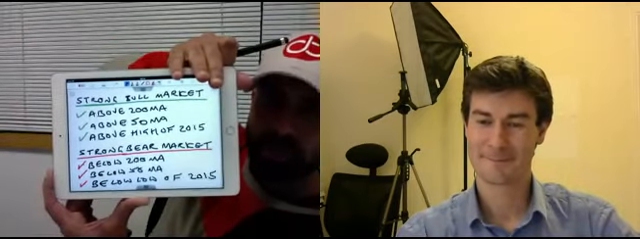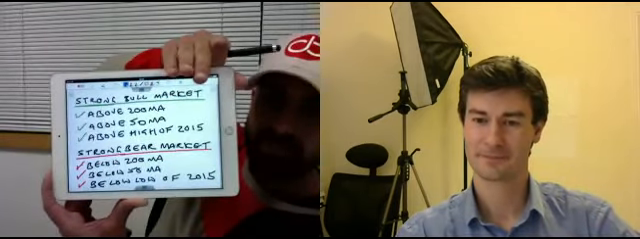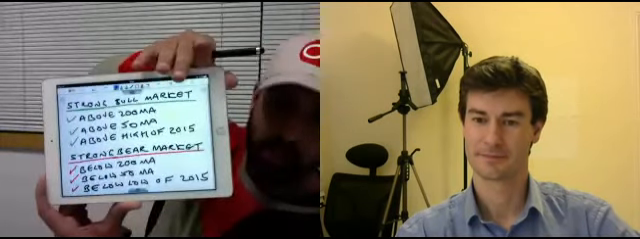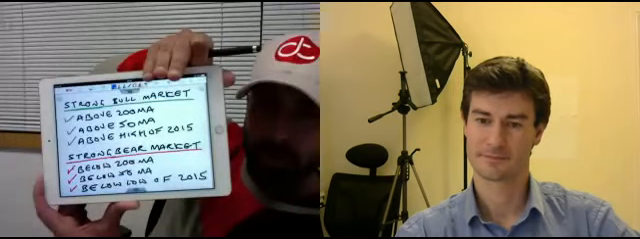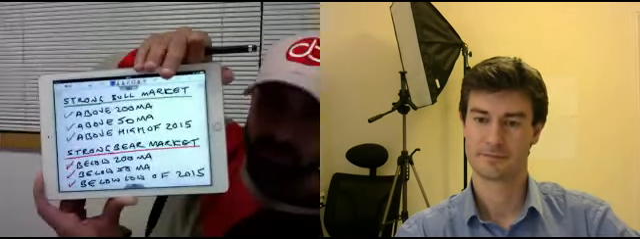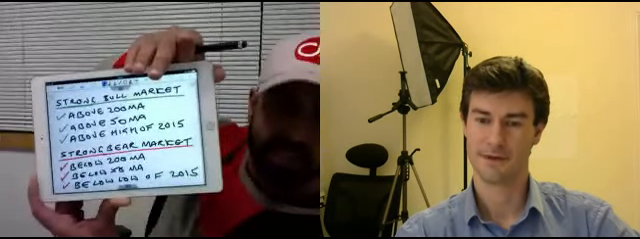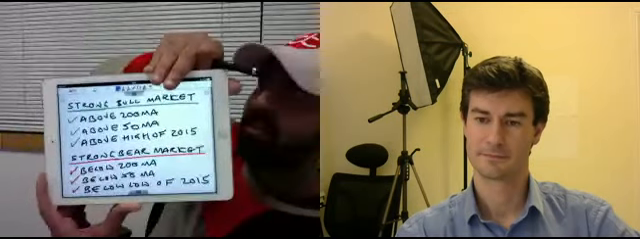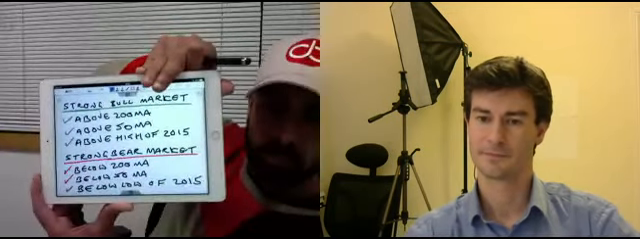Strong bull market: above the 200 moving average, above the 50 moving average, and above the high of 2015, or the high of last year. In a strong bear market, we want to be below the 200 moving average, below the 50 moving average, and below the low of 2015. Once we've got these three environments, we can then be confident that we're in a high probability environment.